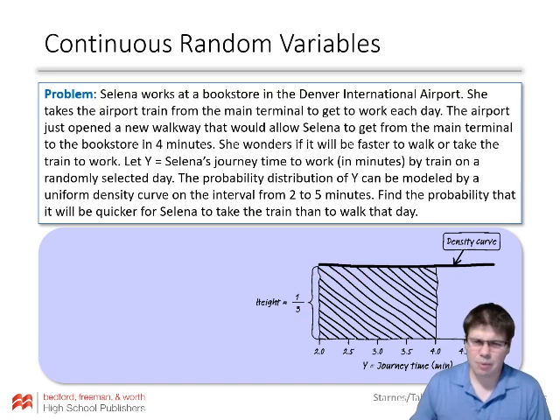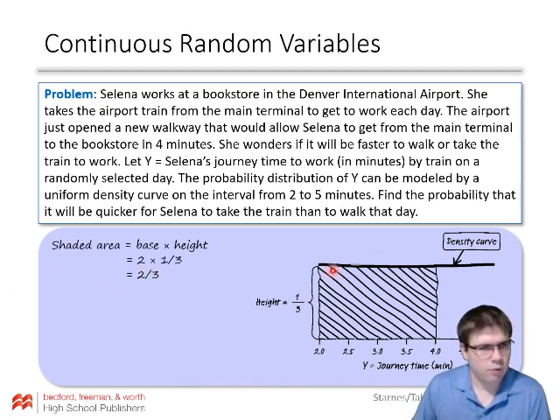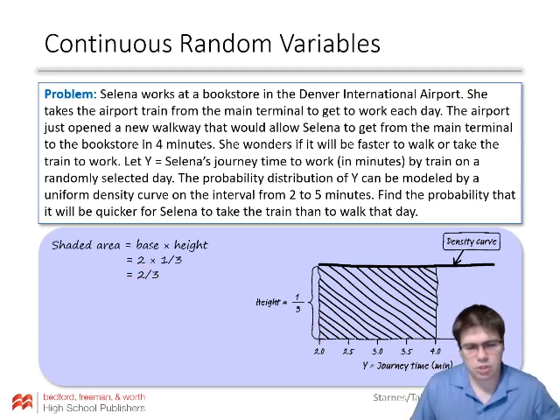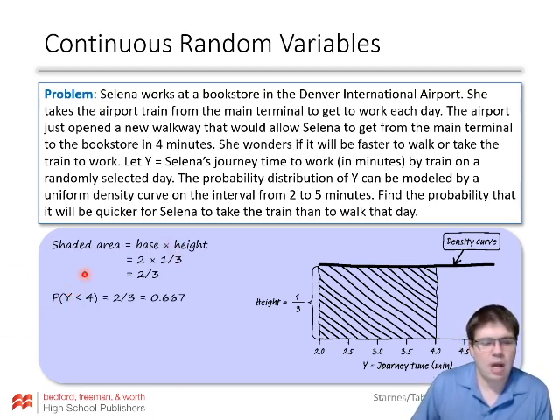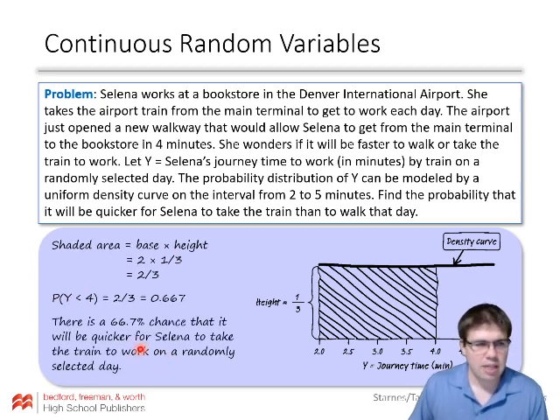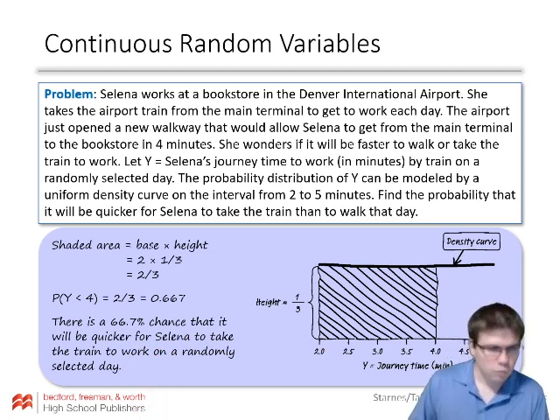And a lot like back when we did proportions in a particular range for these density curves, basically it's the formula for a rectangle, base times height. So this distance here is 2, times 1/3. 2 times 1/3 is 2/3. And so that is the probability. You could convert that to a proportion or a percent, like 66 or I guess 67%. And that's the probability that y will be less than 4. So there is a 66.7% chance that it'll be quicker for Selena to take the train to work on a randomly selected day.